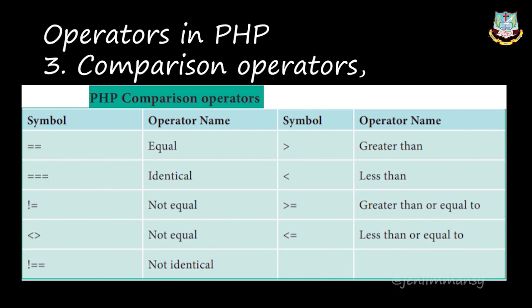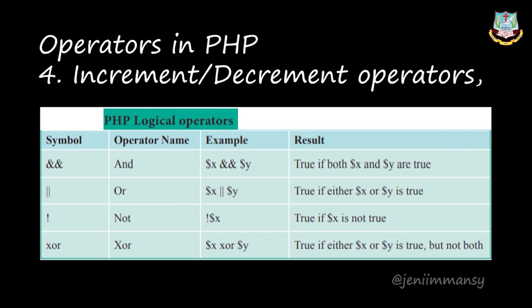The next one is increment and decrement operators. Increment means plus plus. Plus plus x means pre-increment, and x plus plus means post-increment. Pre-increment means first the value is incremented and then the incremented value is returned. Post-increment means first it returns the value and then it increments by 1. In the same way, minus minus x is pre-decrement and x minus minus is post-decrement. Pre-decrement decrements by 1 first and then returns the value. Post-decrement returns its value first and then decrements by 1.